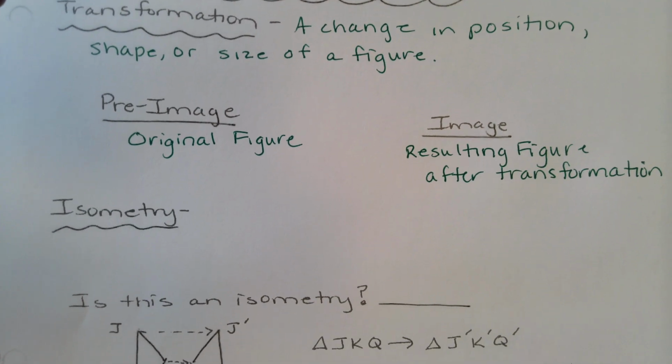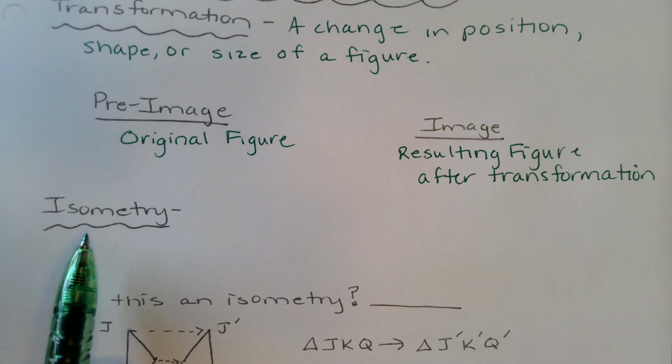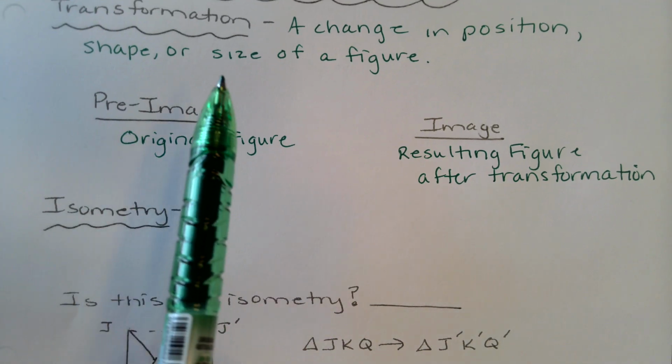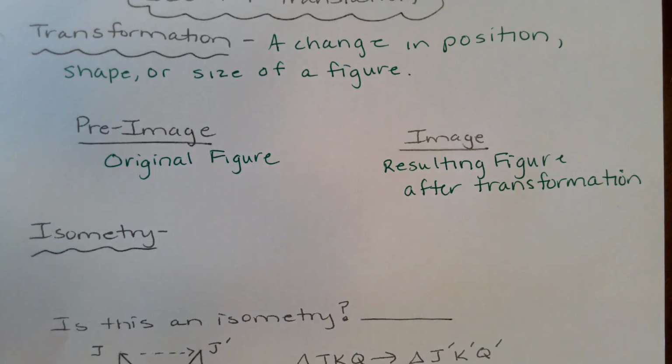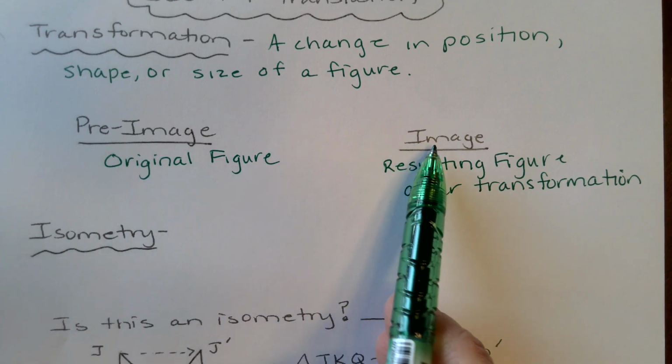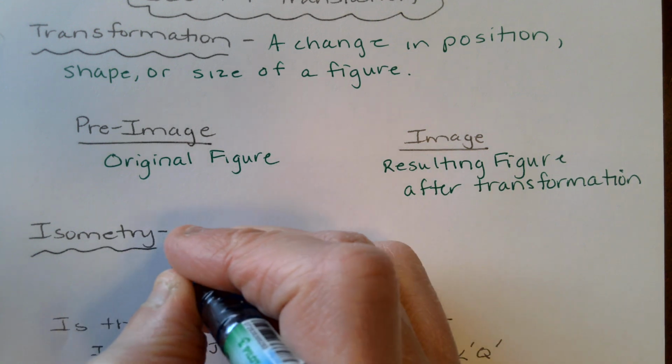Okay, there we go. So next we're going to talk about isometry. So an isometry, that's how you say that, isometry, is a type of transformation, but it's one that gives you a situation where your pre-image and your image are congruent. And you know what congruent means. They're exactly the same. So let's get that down.